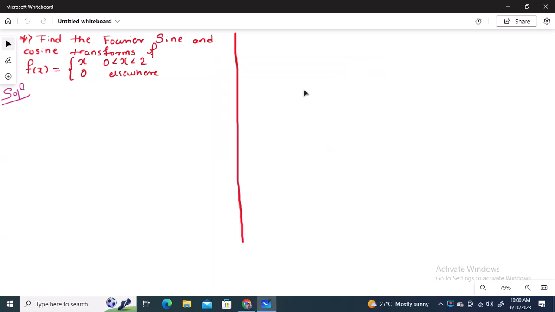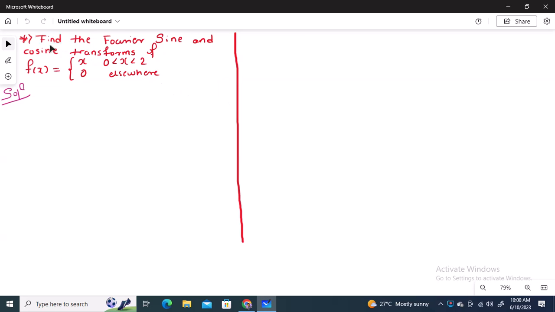In the last video, we had discussed some basic problems on Fourier transform and inverse Fourier transform. So in this class, we are going to discuss some more problems on Fourier sine transform and Fourier cosine transform. In connection with that, I'll take one simple problem here.